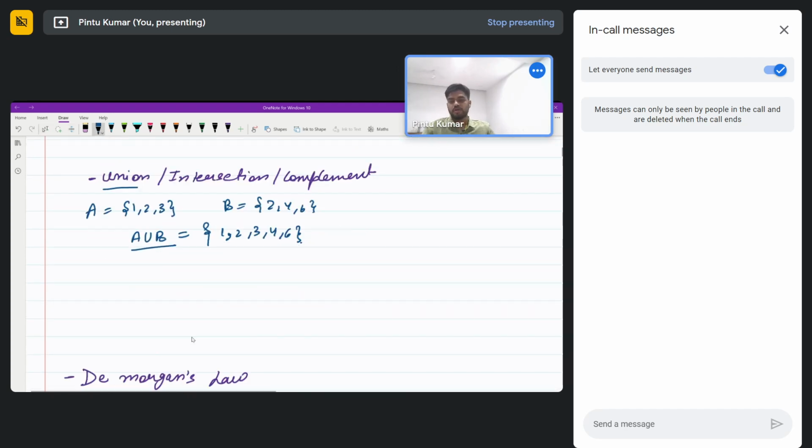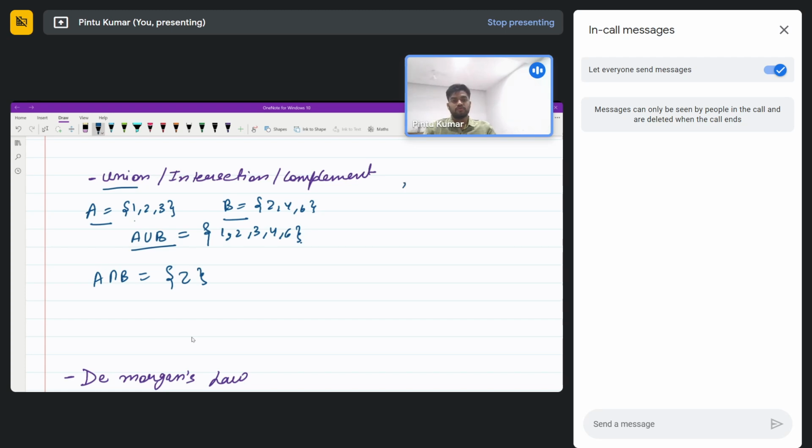Now, what is the intersection of sets? A intersection B is a list of elements which are in both A and B, which are common to both A and B. Those elements belong to the intersection of these two sets. So the intersection of these two sets is just a singleton, 2.